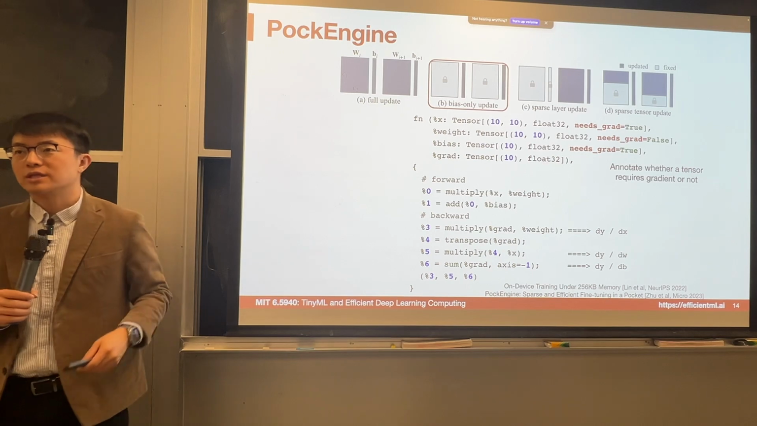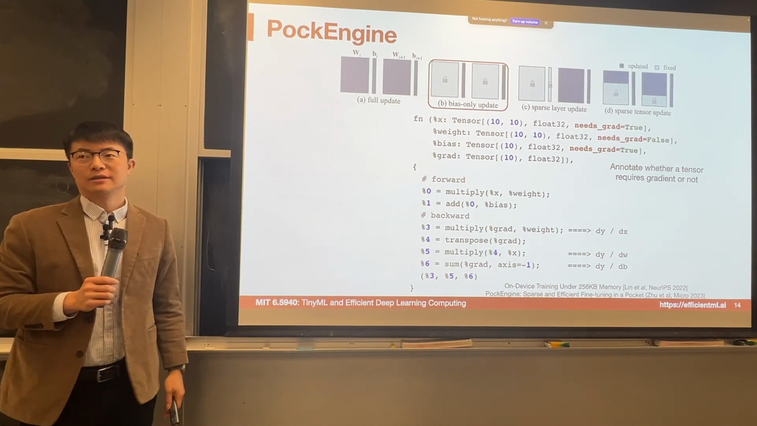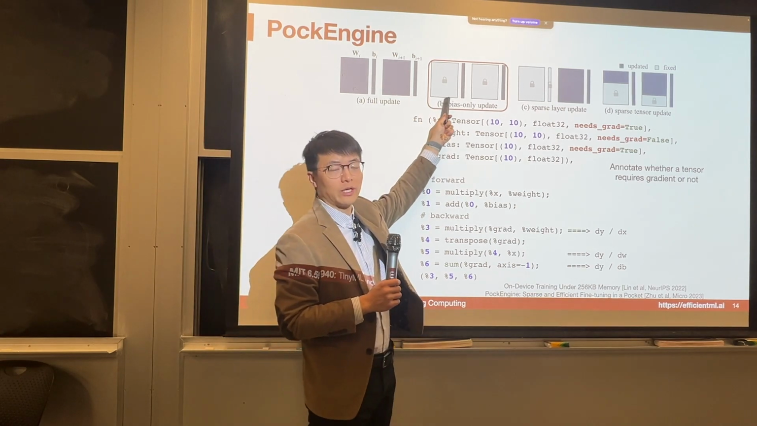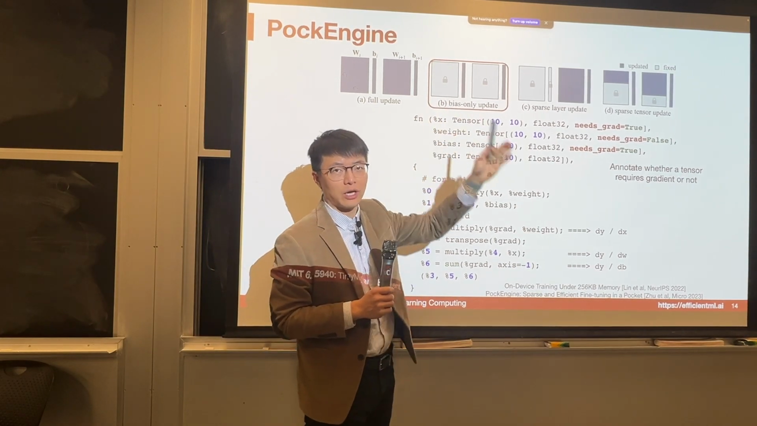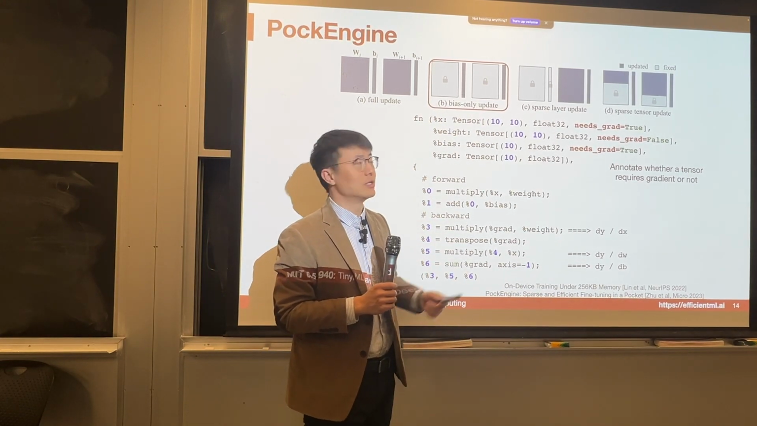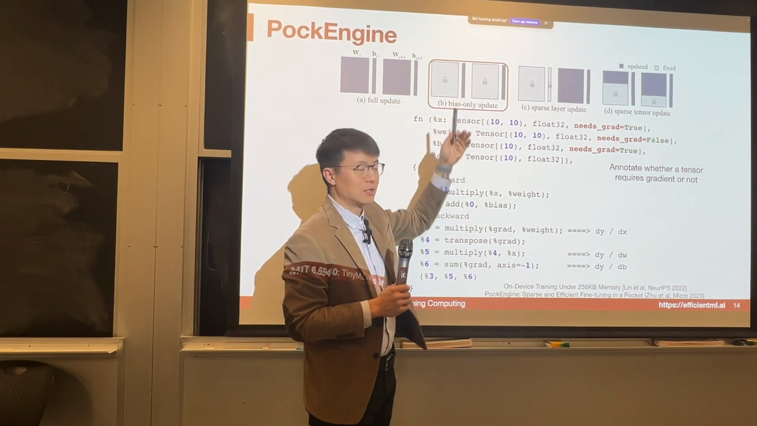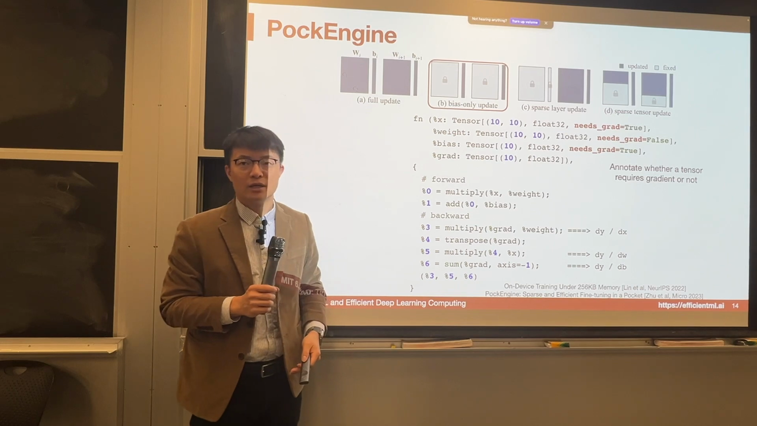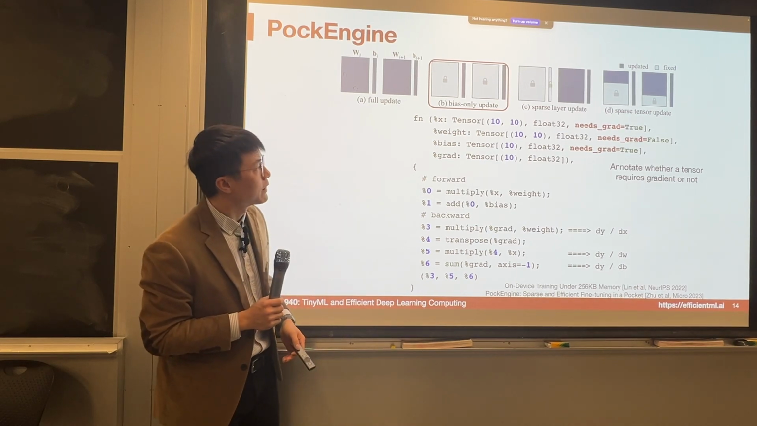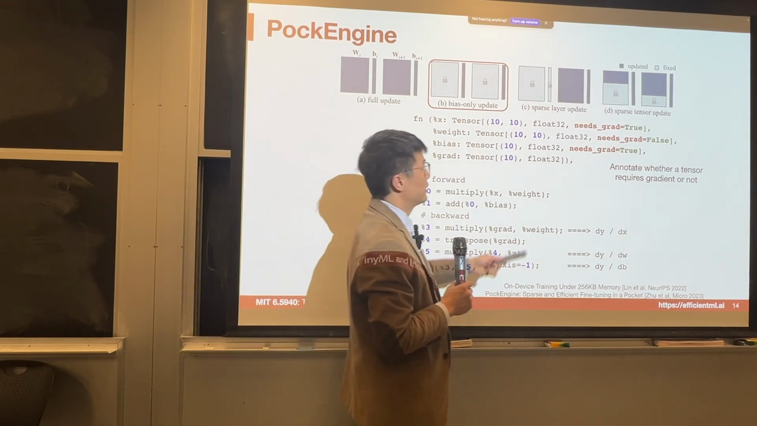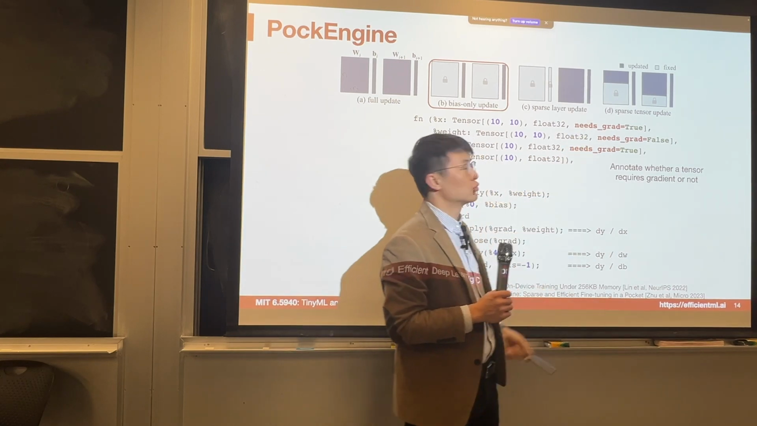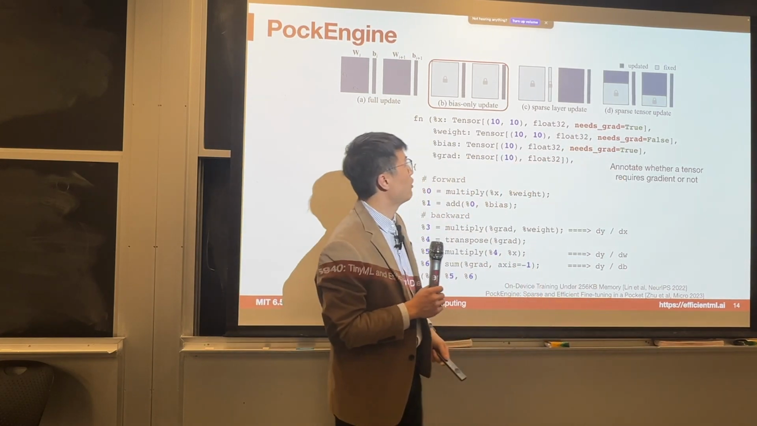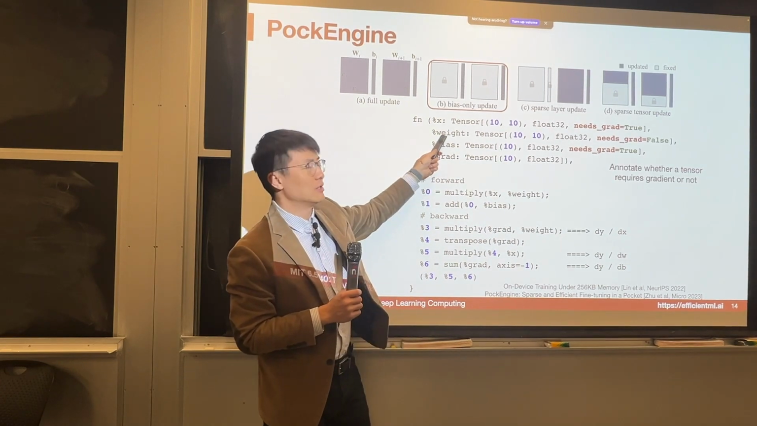What if we want to do this bias-only update? Like we talked about in the last lecture, fine-tuning the weight requires us to store the activation, but fine-tuning the bias doesn't require storing the activation, and then you can get a very good memory saving. So what we do here is we add a new flag: do we need a gradient? If you mark need gradient to be false, then we don't need to update the weight.